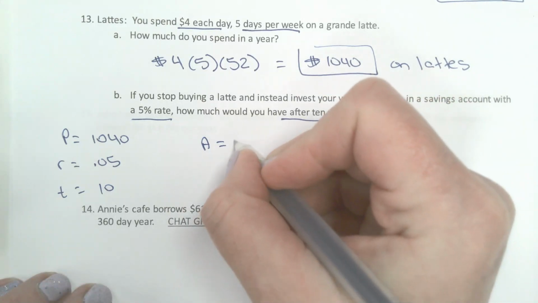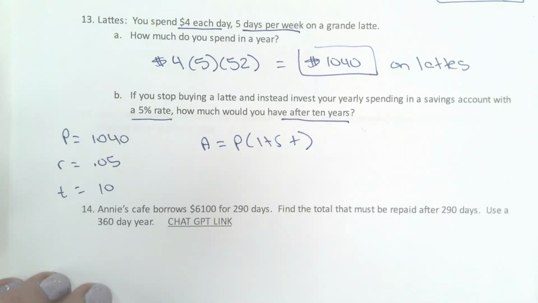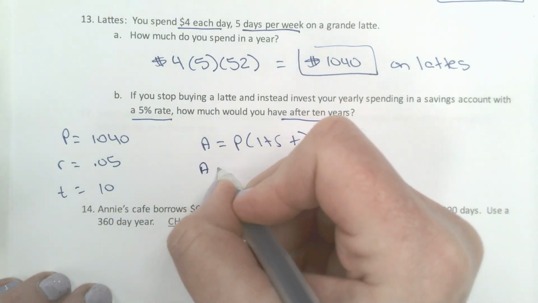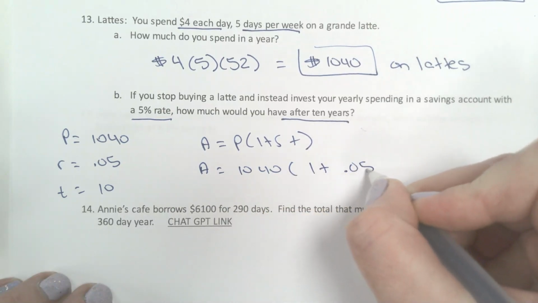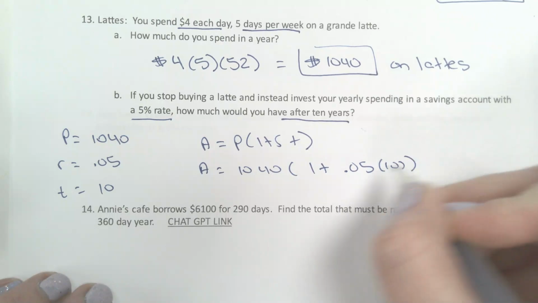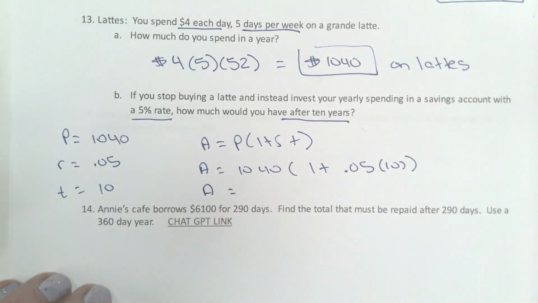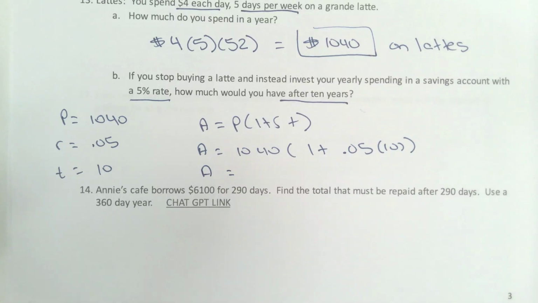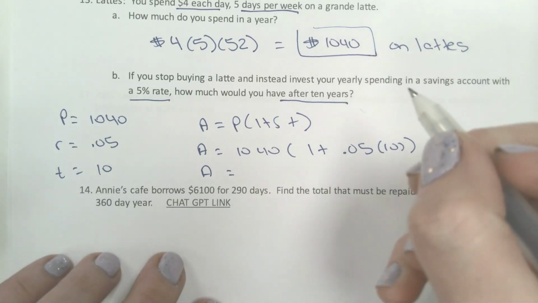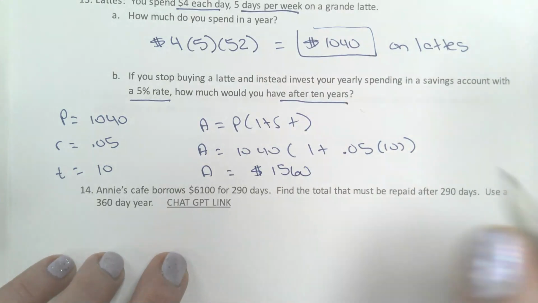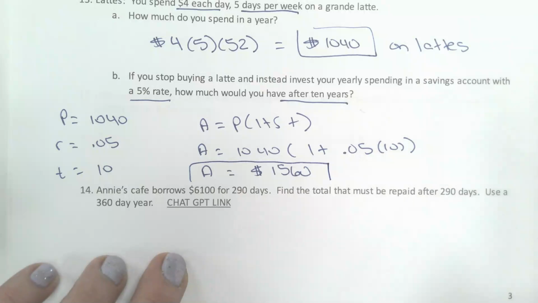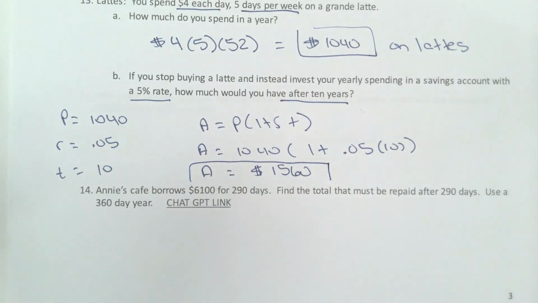A equals P times 1 plus RT is my formula. Sub in 1,040 on your principal. Your rate is 0.05. Your time is 10. And when you multiply that out, you would have $1,560 in your account in 10 years.